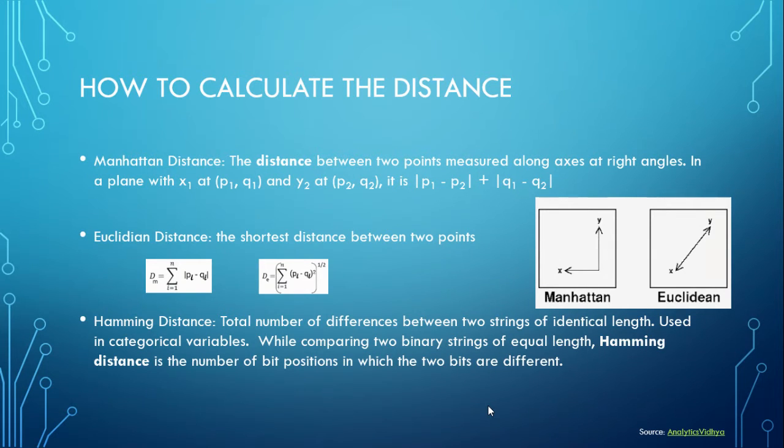In the Euclidean distance, it's the shortest distance between the two points. So if we want to go from x to y, we just draw a straight line between those two. The formula for that is the square root of (P1 minus P2) squared plus (Q1 minus Q2) squared. The Hamming distance is used for categorical variables. It is the difference between two strings of identical length. If two binary strings of equal length are compared, only the positions where the bits have changed are counted.